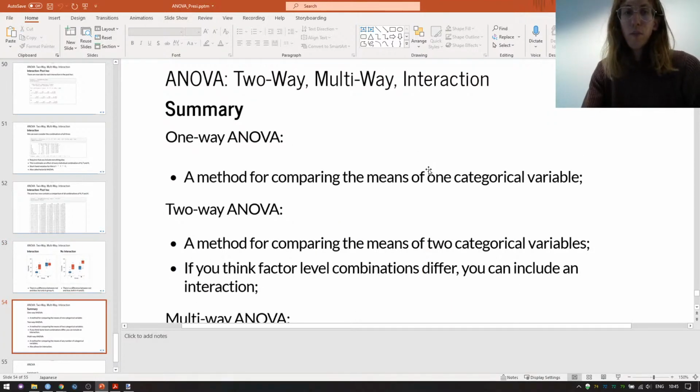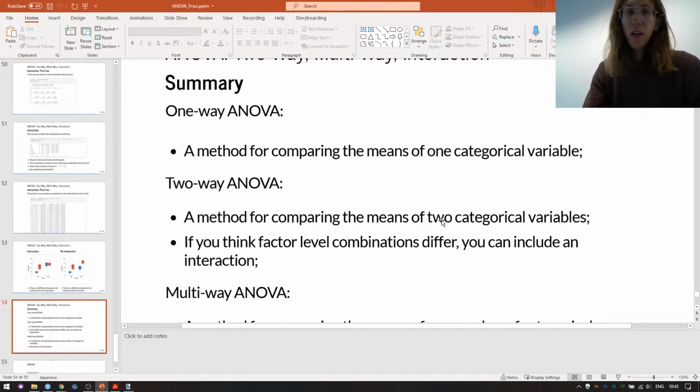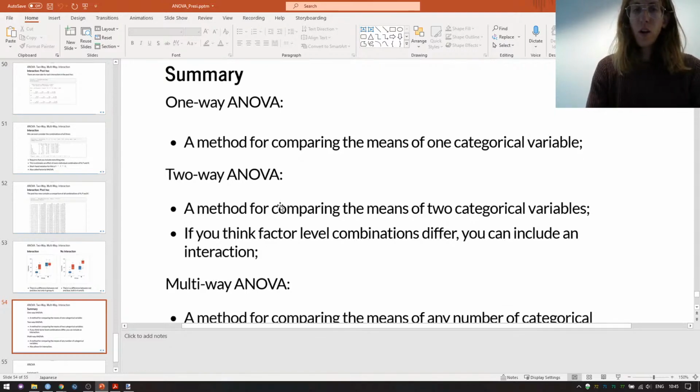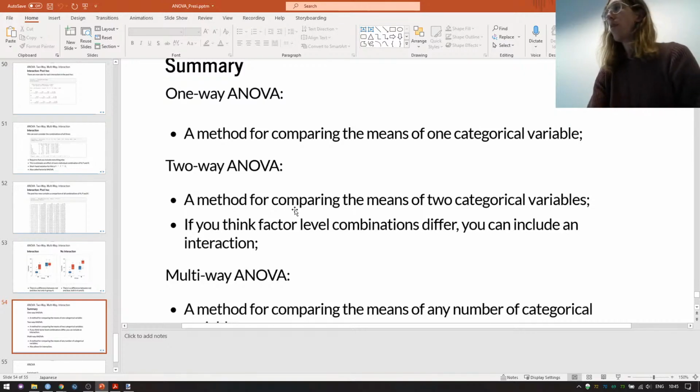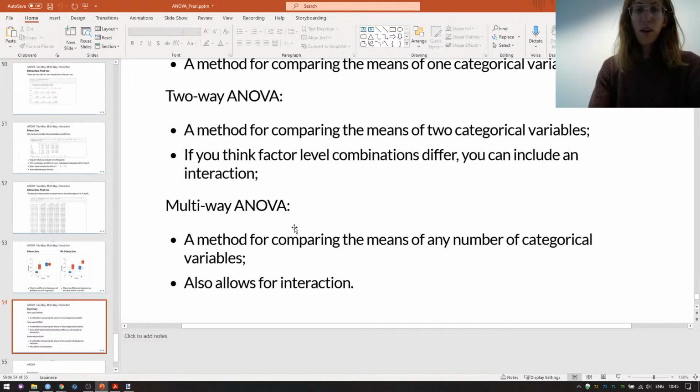Okay, so just a quick summary. The one-way ANOVA is a method for comparing the means of one categorical variable, and a two-way ANOVA is a method for comparing the means of two categorical variables. If you think factor level combinations differ, you can also include an interaction. And a multi-way ANOVA is for comparing the means of any number of categorical variables. It also allows for interaction.